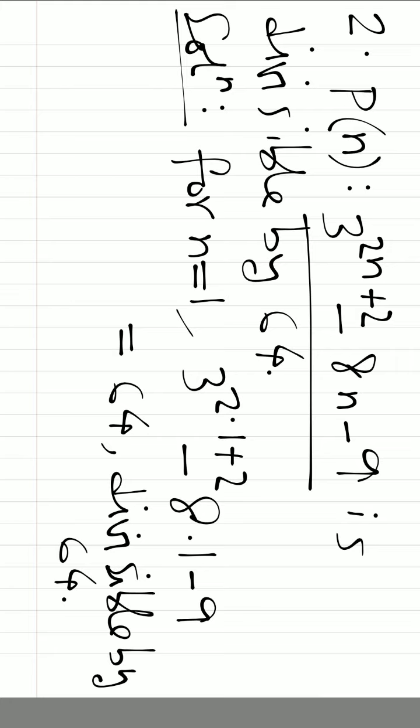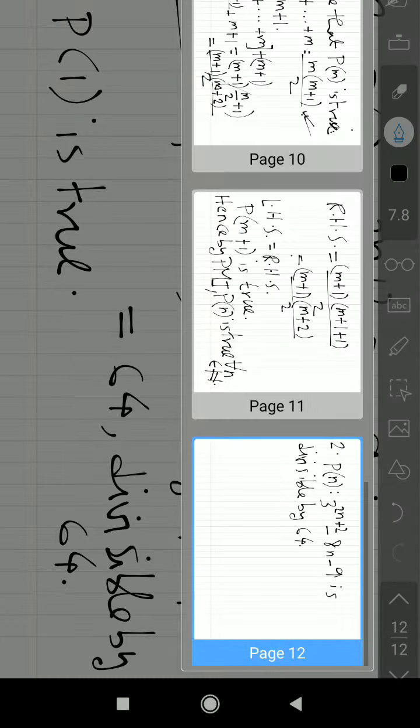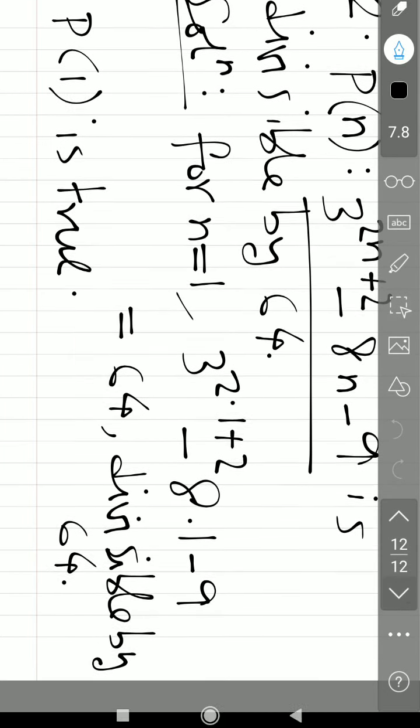Now if it is divisible by 64, then we can say that P1 is true, because whenever you are putting n equals to 1, you are getting the expression to be something which is divisible by 64. So the next step, we will assume that Pm is true. So assume Pm is true.